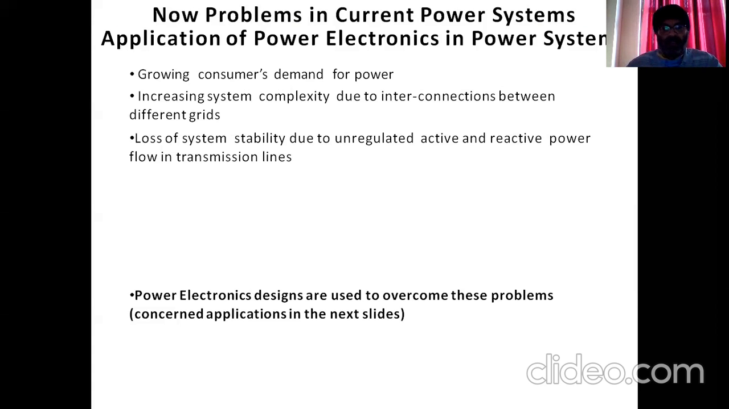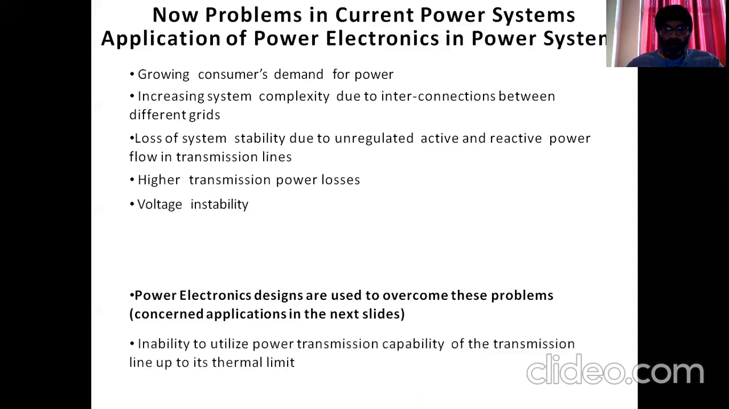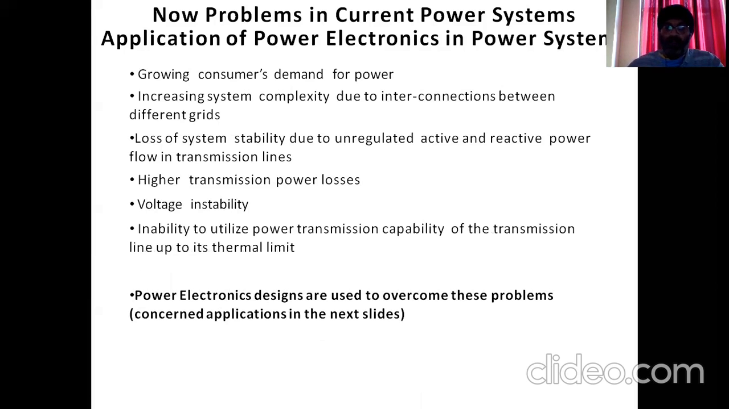And due to this, there is loss of power. There are lots of power losses and stability problems, causing further faults or damages in the power system. So we need to get rid of these. First, high power transmission losses. Then voltage instability, as I told, due to the imbalances between QL and QC. Then inability to utilize power distribution. Again, the same thing.